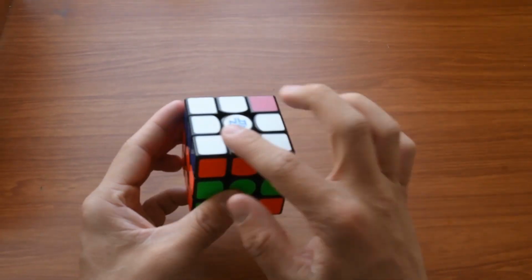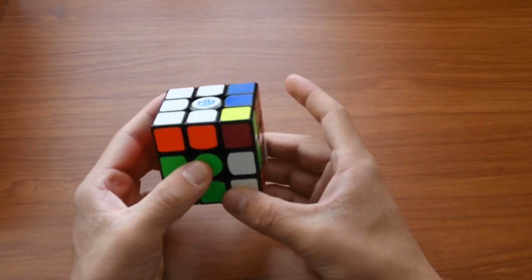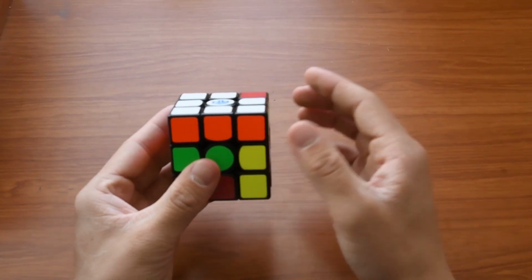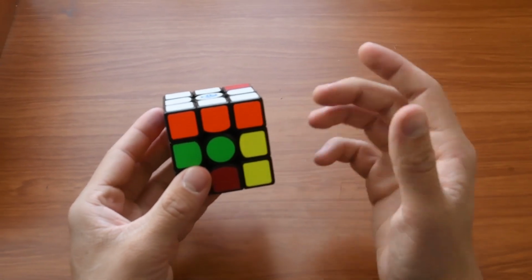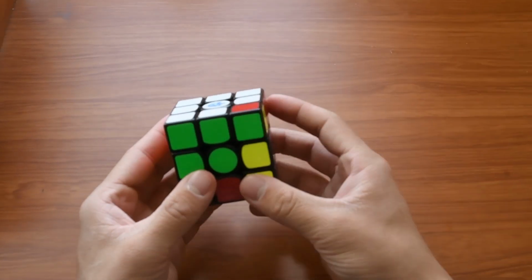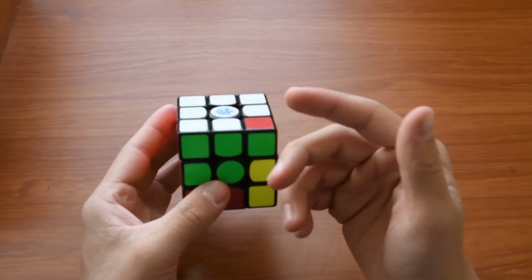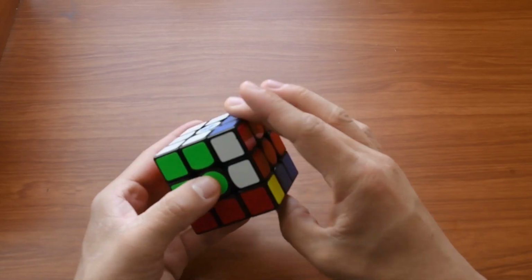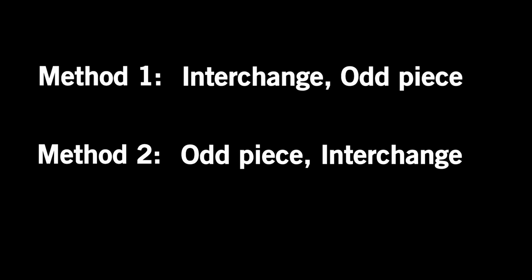So how I can solve it without ruining anything else is like this. And now I'm going to undo the first move I did, which was a U prime. So I'm going to do a U. And then I'm going to undo those moves I used to get that piece there. So like this.